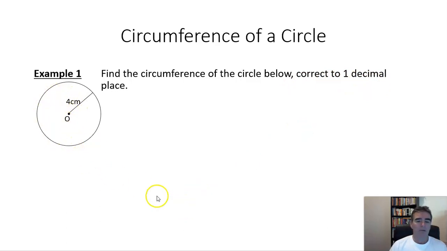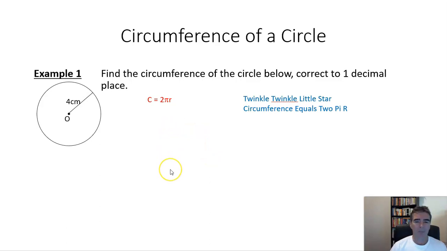So let's look at the diagram. We're given the radius is 4 centimeters. So we're finding circumference. So twinkle, twinkle, little star, circumference equals 2 pi r. So let's write down our rule now. So we just remembered it.